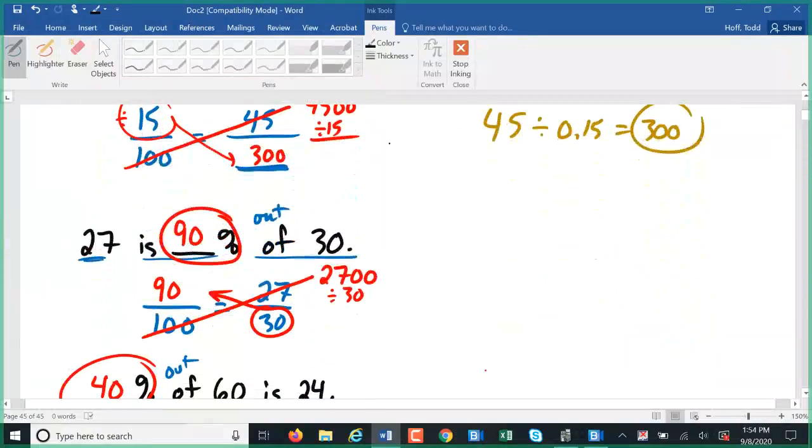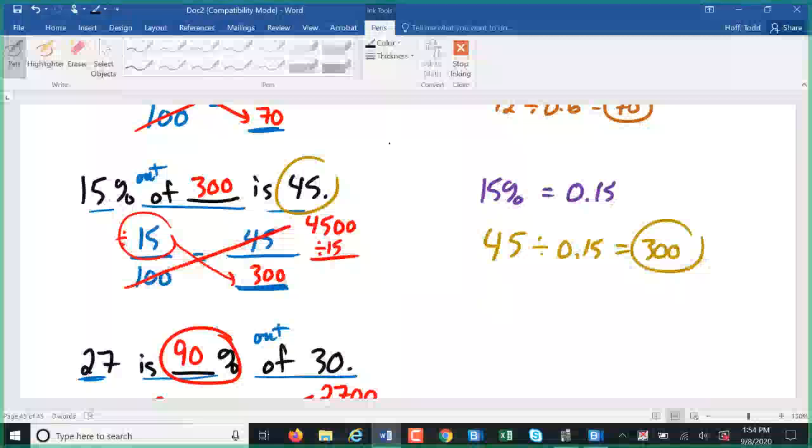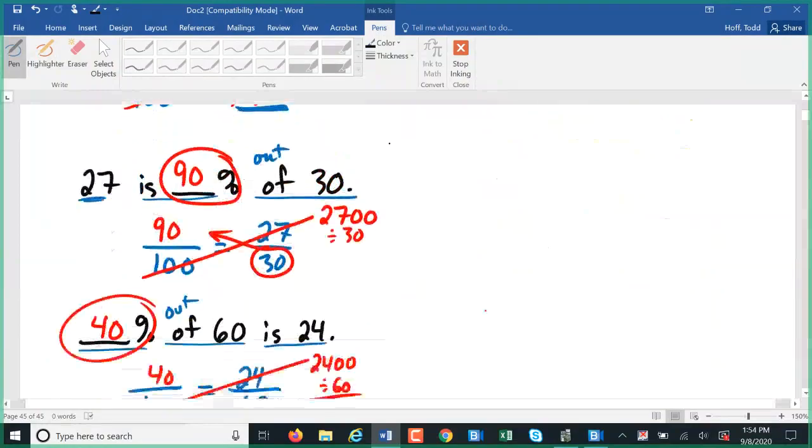Now that wasn't horrible, but there is that difference when we're using this rate method. First of all, we have to be able to identify, do we have the base or do we have the portion? And then we have to decide, do we multiply or do we divide? But there's even a third type of problem, like these last two, where we are not given the percent.